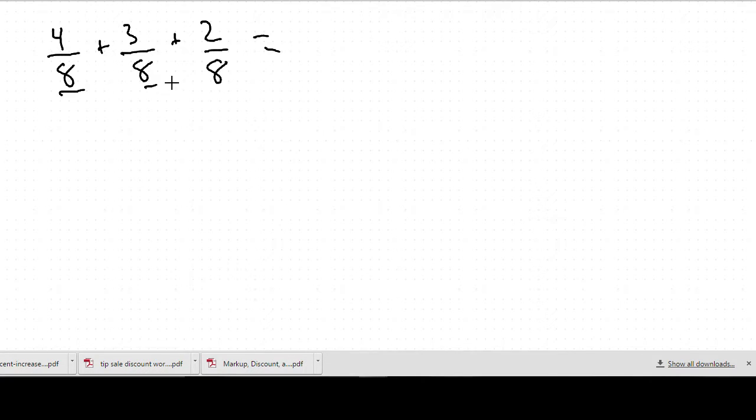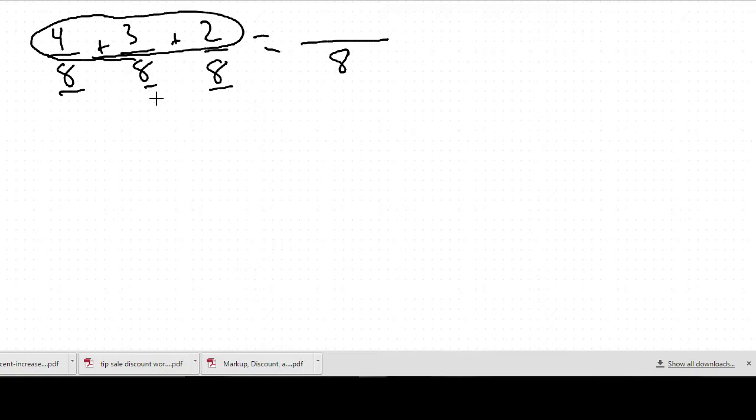Because all of these numbers are the same, when I'm simplifying a fraction, I can just write the number once. Okay. And so then all I have to do is just do the math with the numbers on the top. So that would be equal to what then? 9. And then we can write it as a mixed number, and then 1 and 1/8.